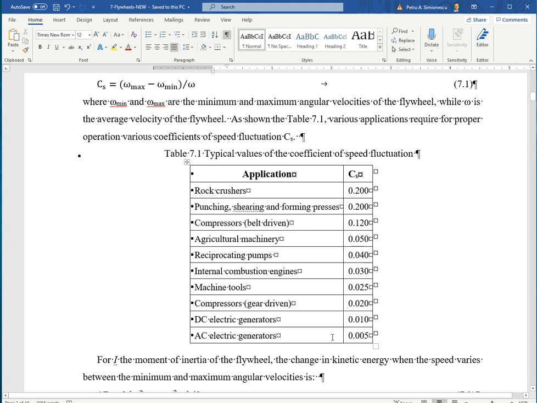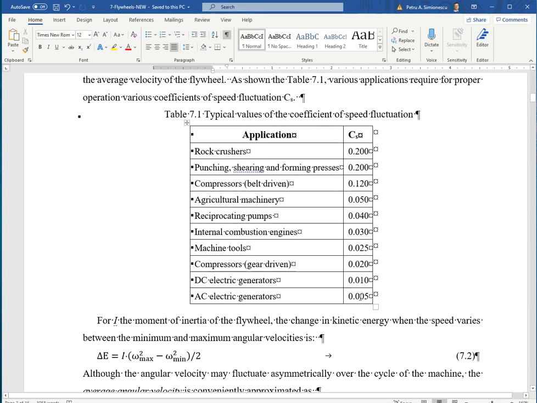For electric generators, the AC electric generator, the coefficient of speed fluctuation should be very small, because the frequency of the power produced by the generator is a function of the RPM, and if you have fluctuations in the generator crankshaft, then the frequency would be fluctuating around a nominal value. Here in this country it is 60 hertz, 50 hertz in Europe.